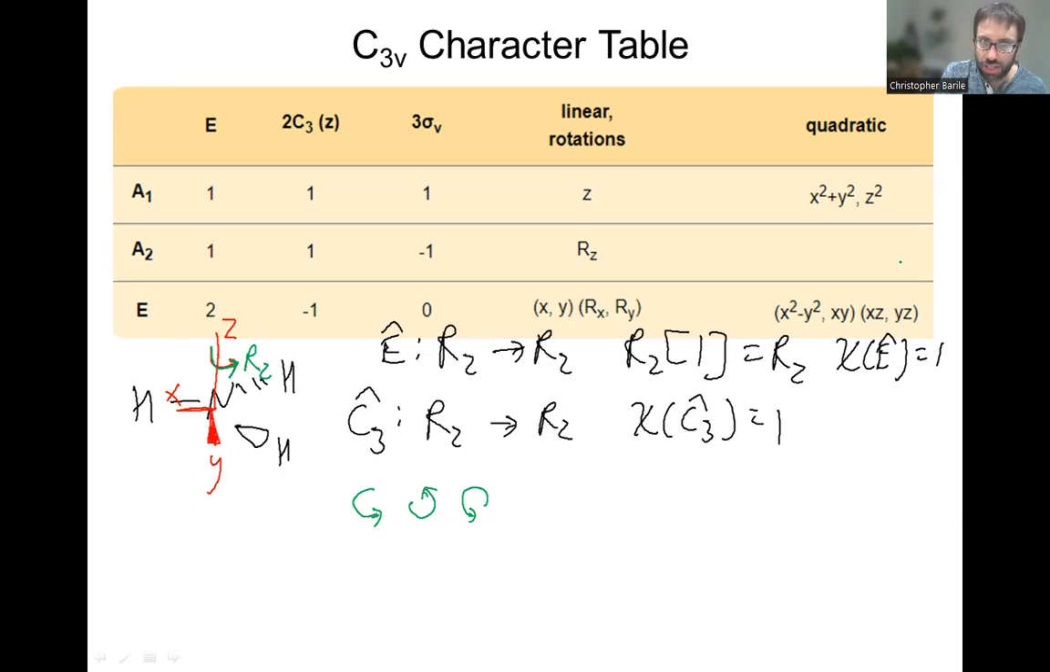All right. Now our last one is the mirror planes, right? So for the mirror planes, we can choose any mirror plane in the molecule. Let's redraw our nitrogen molecule so we can see here.